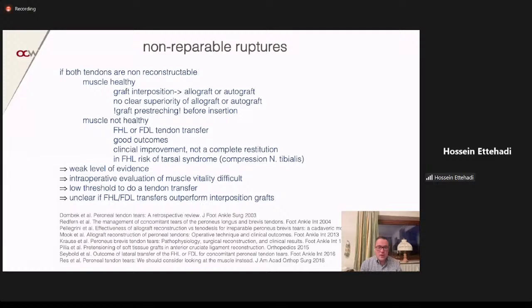If the muscle is not healthy, we need to do a tendon transfer, and both the FHL and the FDL can supply good outcomes. They can provide a clinical improvement, but not a complete restitution. And if the FHL is used, there's a risk of tarsal tunnel syndrome. I personally do not feel that there's the need for a two-stage procedure, even if the tissue bed of the tendon is really scarred. The level of evidence is weak, and the intraoperative evaluation of the muscle vitality is difficult. So I personally have a very low threshold to do a tendon transfer, and it is unclear if the FHL or FDL transfer outperforms the interposition grafts.